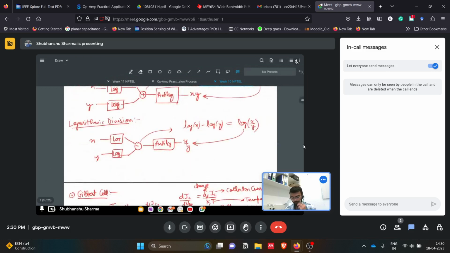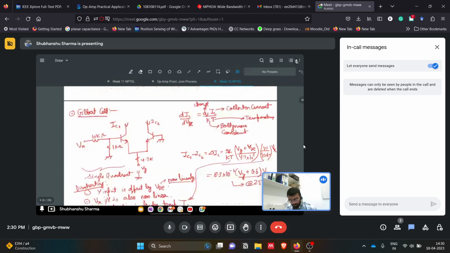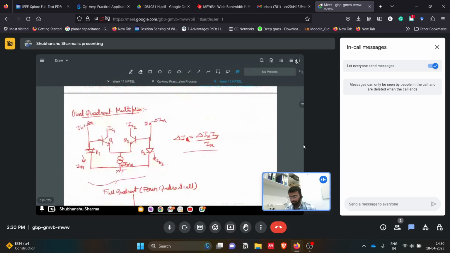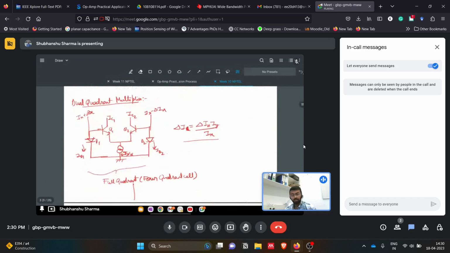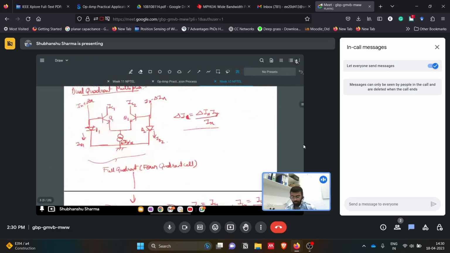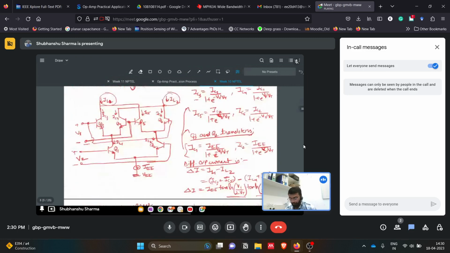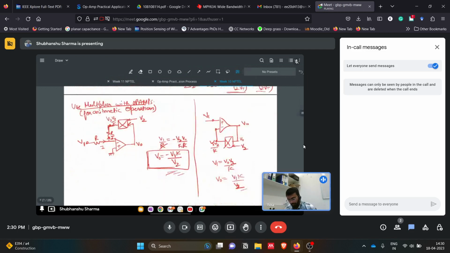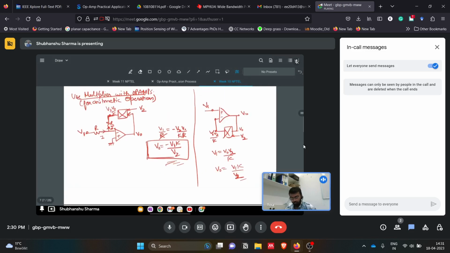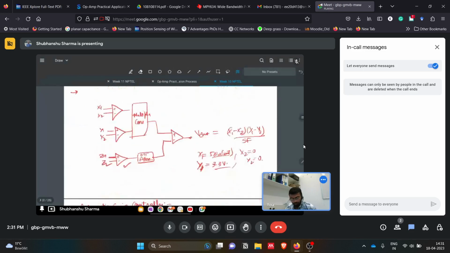Then we saw the Gilbert cell and how it can be used to realize the dual quadrant multiplier as well as a four quadrant multiplier. Then we saw how we can use these analog multipliers in the feedback of the op-amp to do the division operation, and we saw two configurations for the op-amps.